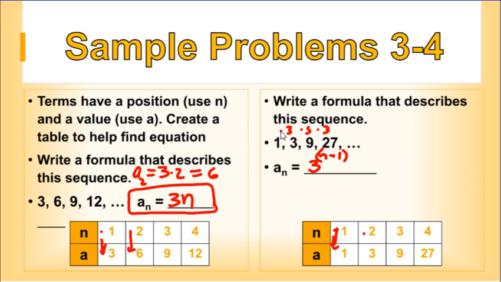If I put a 2 in here, 2 minus 1 is 1. 3 to the first power is 3. So this is 3, 1 minus 1. This is 3, 2 minus 1. This is 3, 3 minus 1. This is 3, 4 minus 1. And 3 cubed will give you 27. So our rule would be a subscript n equals 3 raised to the n minus 1 power. So 1 less than the term that you're finding before.